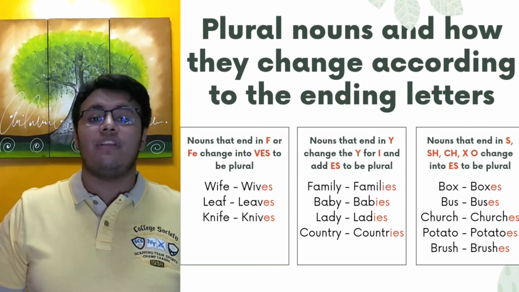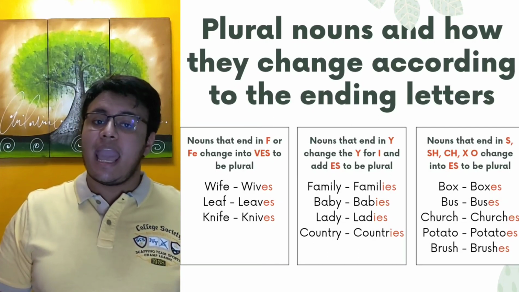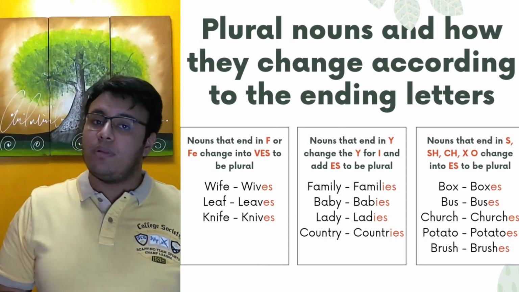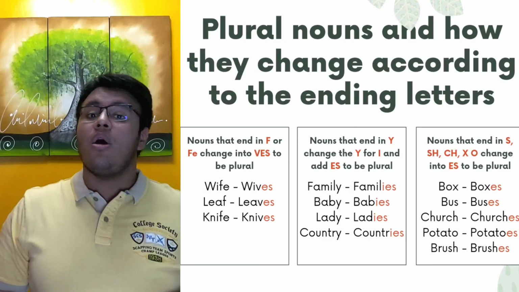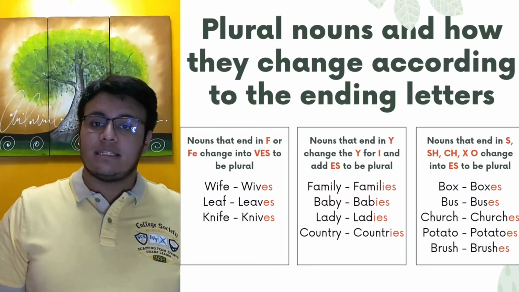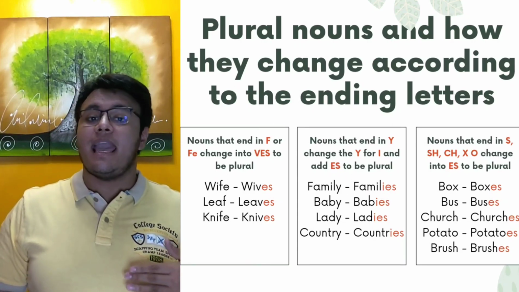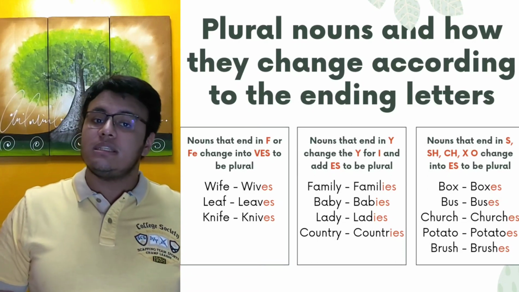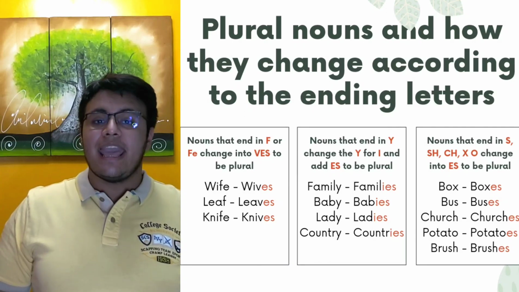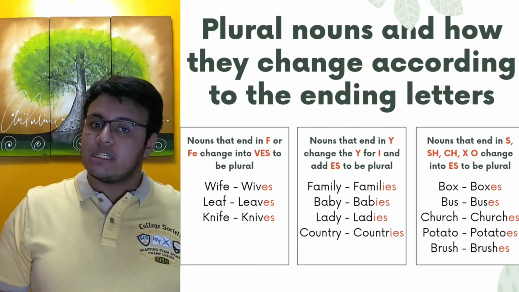We also have the nouns that end in S, CH, SH, X, and O, and we add an ES to make a plural. For example, box, as you can see, ends in an X, box, boxes, bus, buses, church that ends in a CH, churches, potato that ends in an O, potatoes, and lastly, brush that ends in SH, brushes.